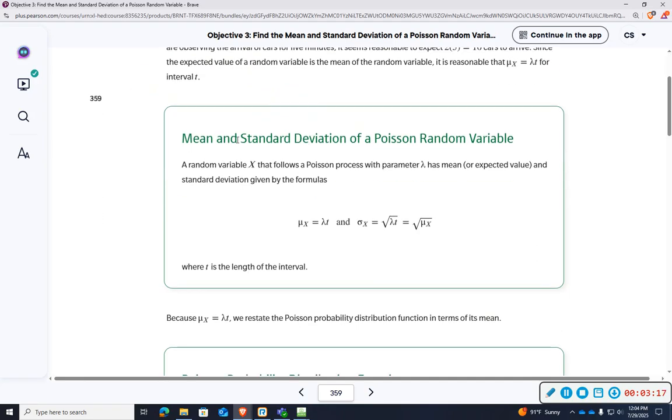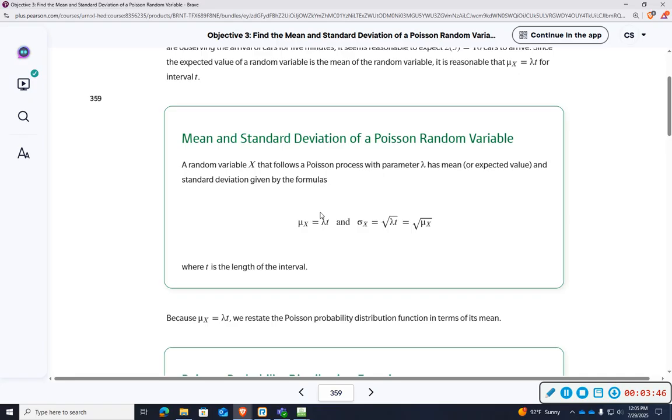Okay, so here we talk about the mean and standard deviation. It says a random variable x that follows a Poisson process with a parameter lambda has a mean or expected value, and the standard deviation given by these formulas. So mu is what we've learned to be the mean. Mu sub x is just saying the mean of the random variable x is equal to lambda times t. So this is the parameter I was mentioning earlier, the one parameter we really need.